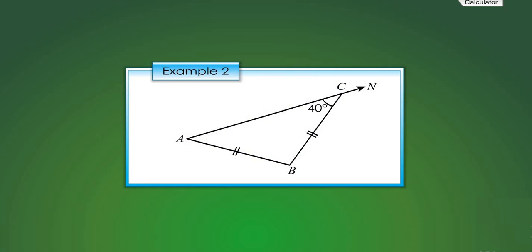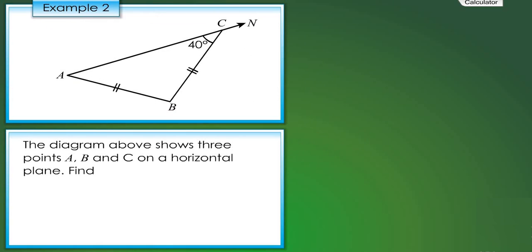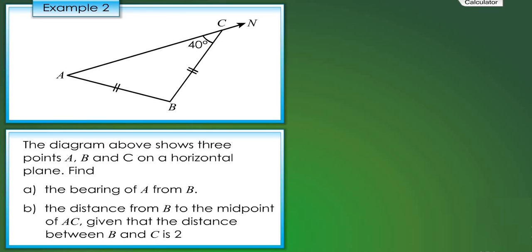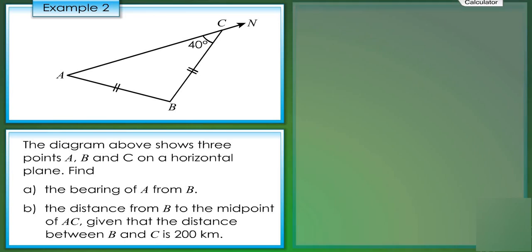Example 2. Here, we have a diagram on a horizontal plane. We need to find the bearing of A from B and the shortest distance from B to the midpoint of AC, given that the distance between B and C is 200 kilometers.